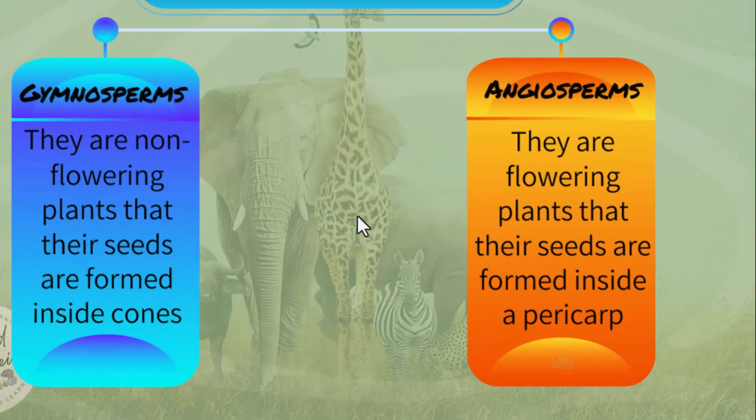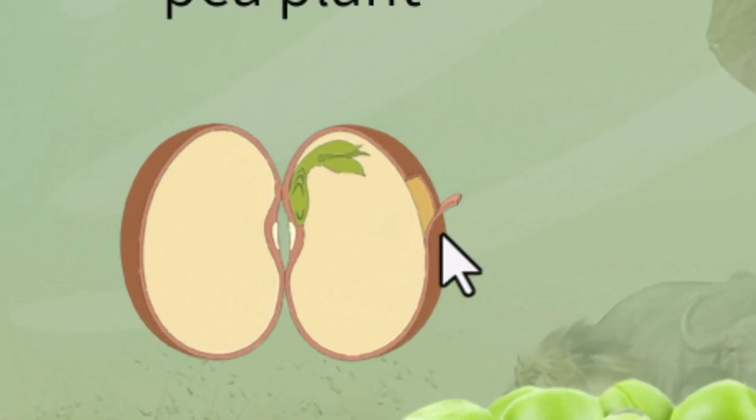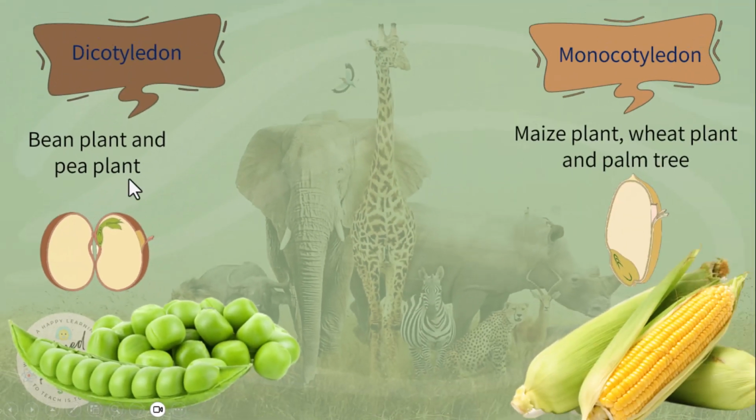The angiosperms are divided into dicotyledons and monocotyledons. The dicotyledons, like bean plant and pea plant, and monocotyledons, like maize and wheat. And the cotyledon is this tiny part of the seed, which is the first part to appear above the ground, the tiny leaves that appear. Dicotyledon because they have two leaves, and monocotyledon because it has one leaf.